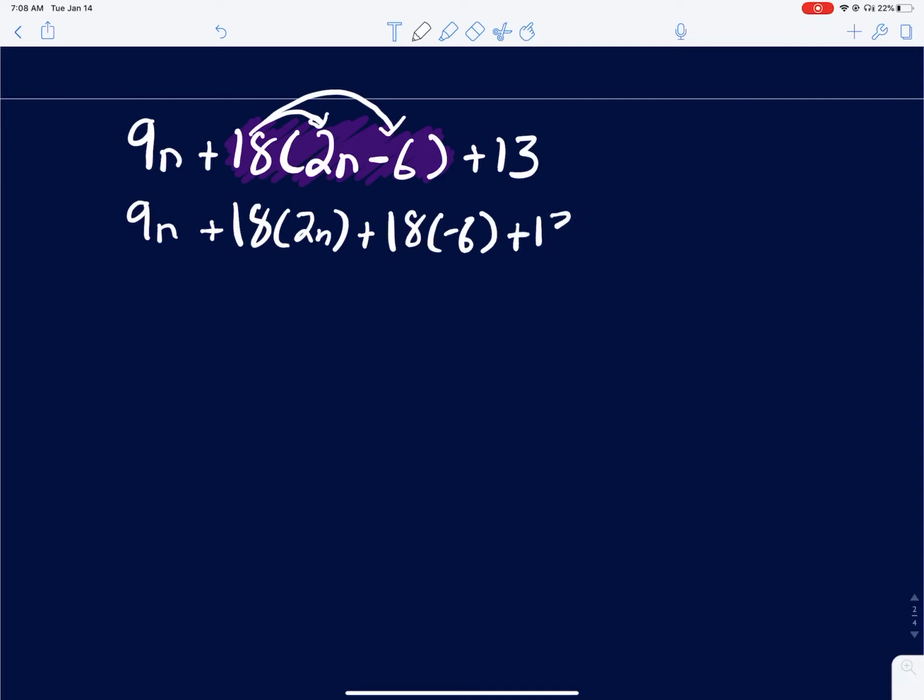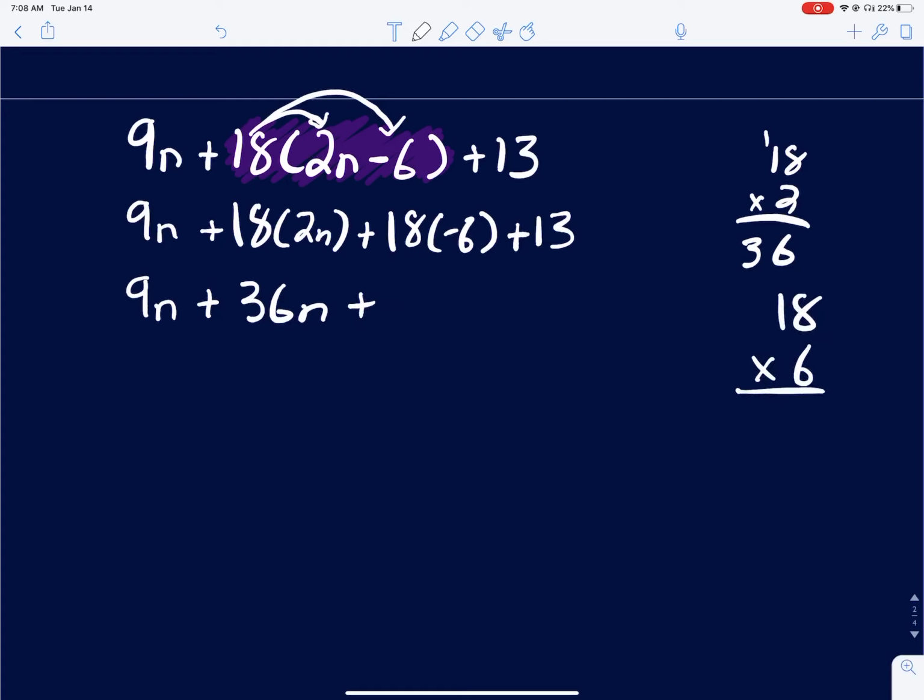plus 13. So that 9n will stay the same, plus 18 times 2n. 18 times 2 is 36, so 36n plus 18 times negative 6. Now we know that it's negative 6, so it's a positive times a negative, which is a negative, so negative 108 plus 13.